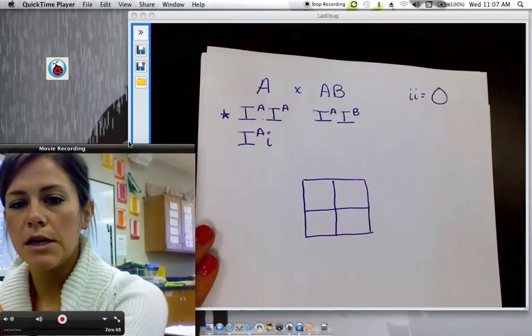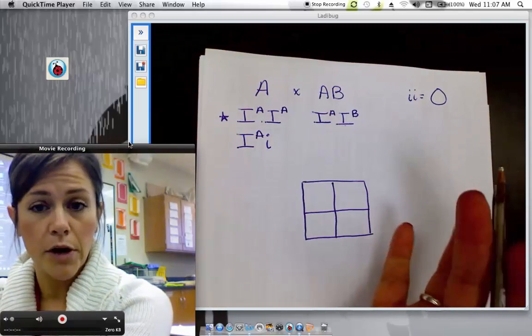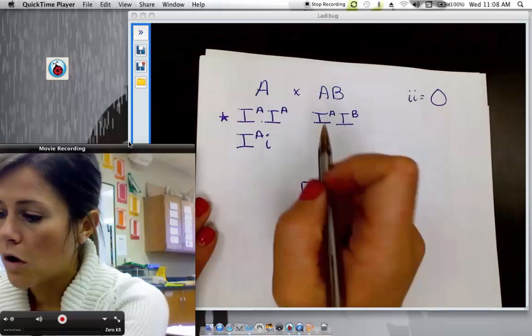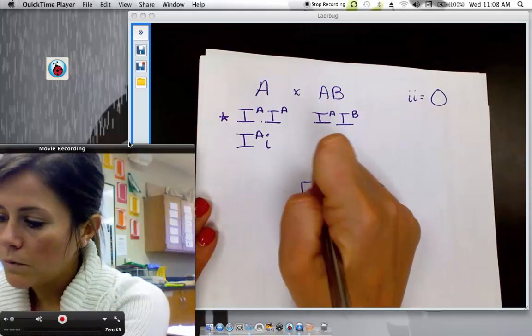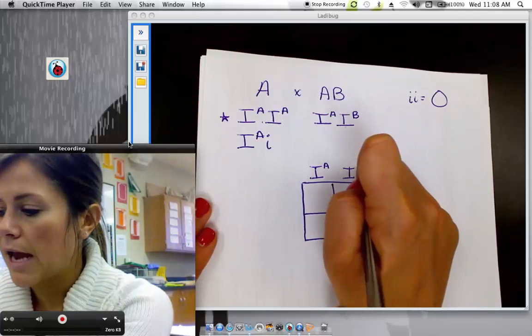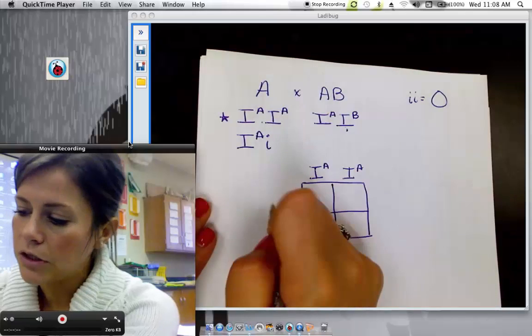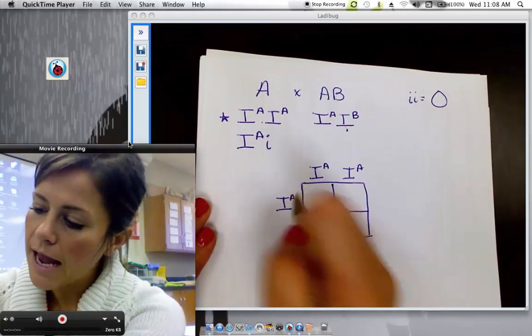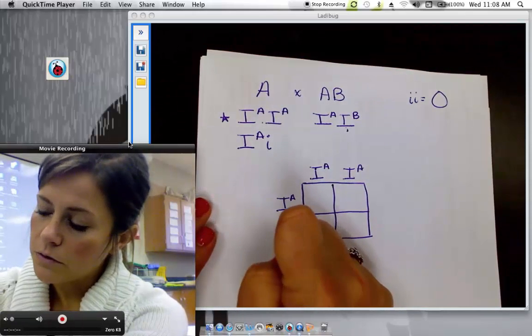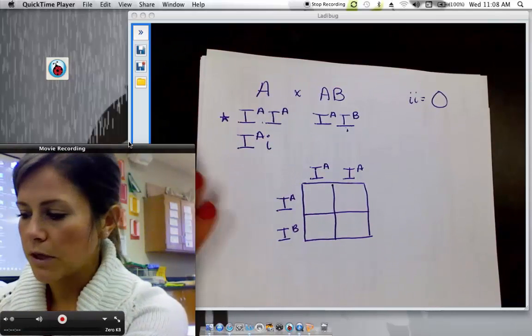So something like this. And we are going to, through meiosis, separate their alleles into the gametes. So for this individual, we have the I with the superscript A, I superscript A, and then for this individual, through meiosis, you're going to separate these two. We have I superscript A, I superscript B.